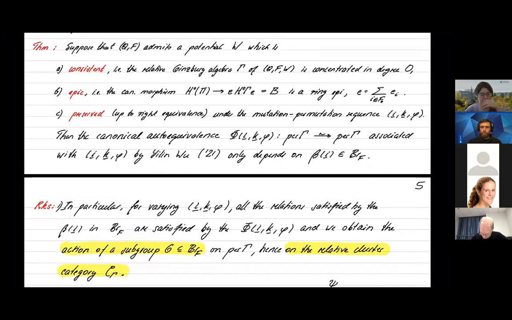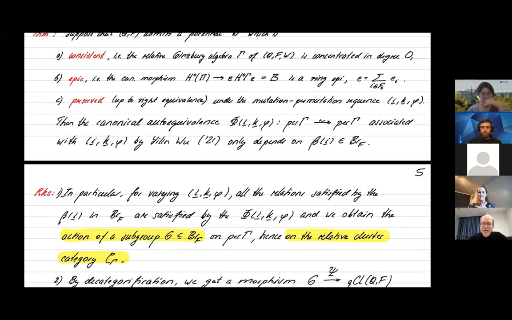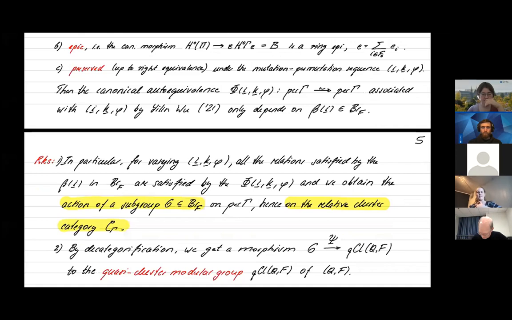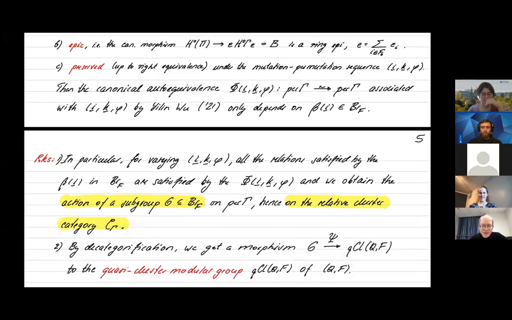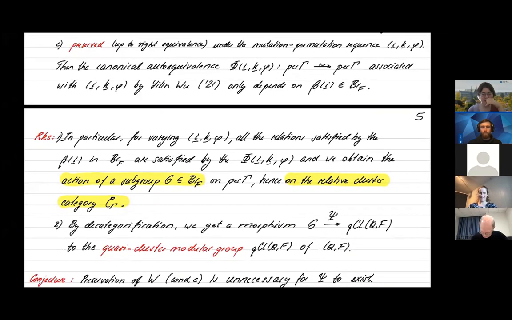And in this way, we get an action of a subgroup of the braid group, the subgroup generated by these, on the perfect derived category of the Ginzburg algebra, and therefore on the relative cluster category, which is a canonical quotient of the perfect derived category. And then by decategorification, we also get an action on the cluster algebra. More precisely, we get a morphism from this subgroup to the quasi-cluster modular group of our ice quiver. In principle, this depends on this subtle property of preservation of the potential under the permutation mutation sequence, but we conjecture that this is actually unnecessary.